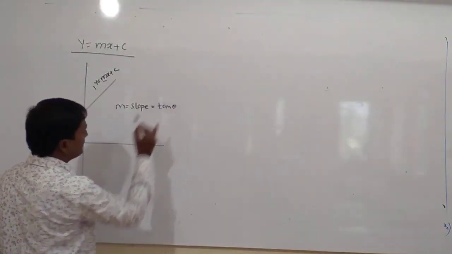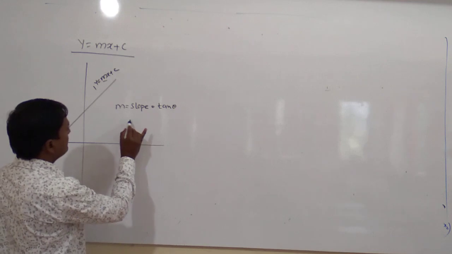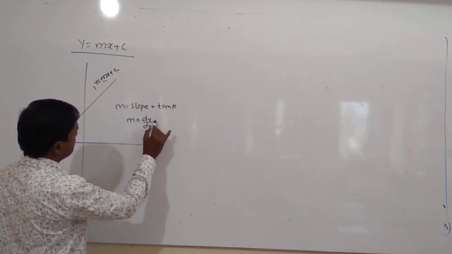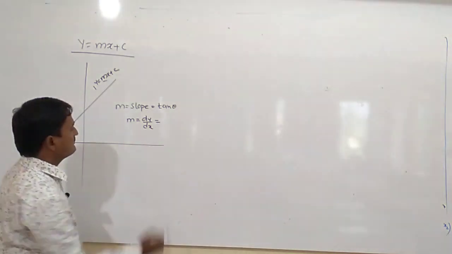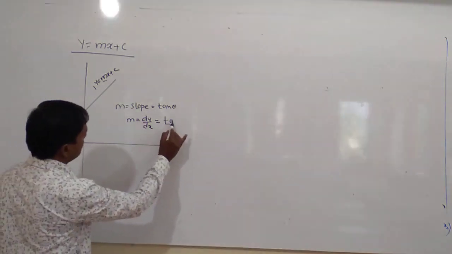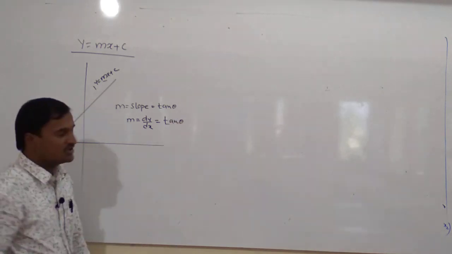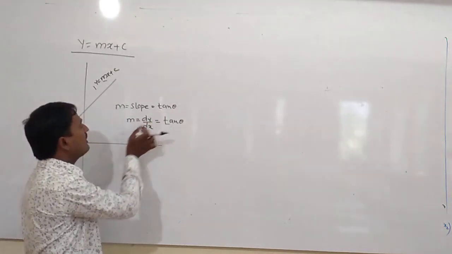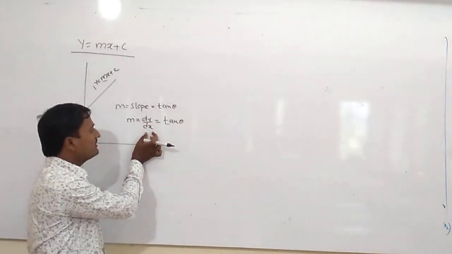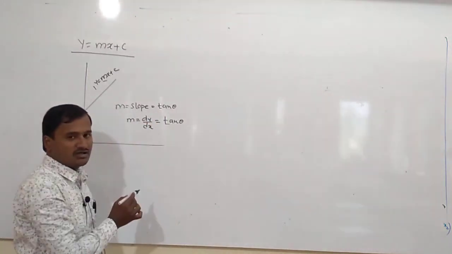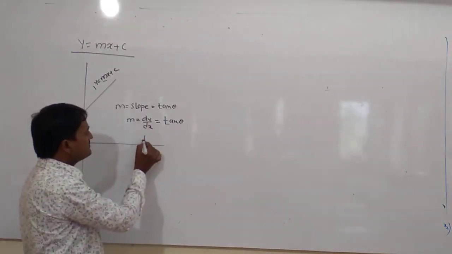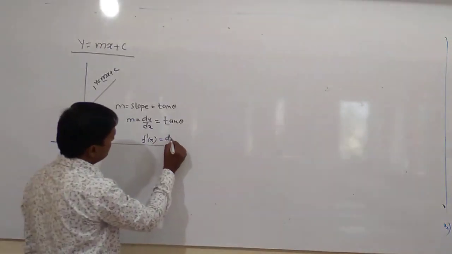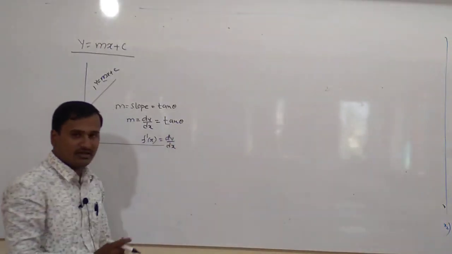Slope is also nothing but tan theta. In differentiation we will write m is equal to dy by dx, the slope of a tangent. That is nothing but tan theta. So m is nothing but slope, slope is tan theta, or m is dy by dx. Again dy by dx we will write as f dash of x. f dash of x is also nothing but dy by dx.